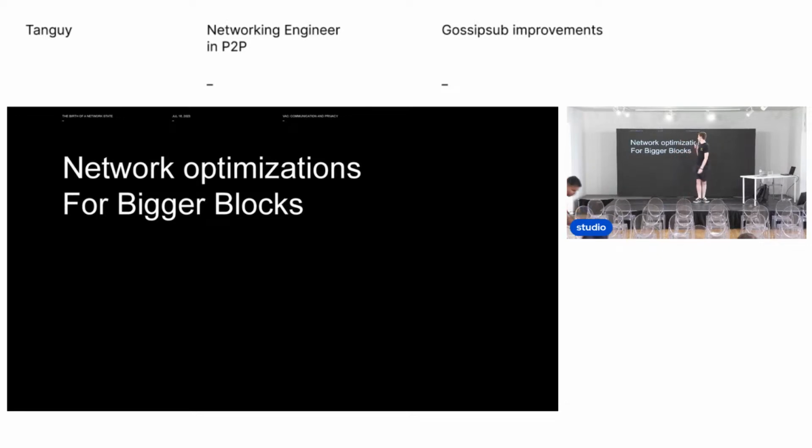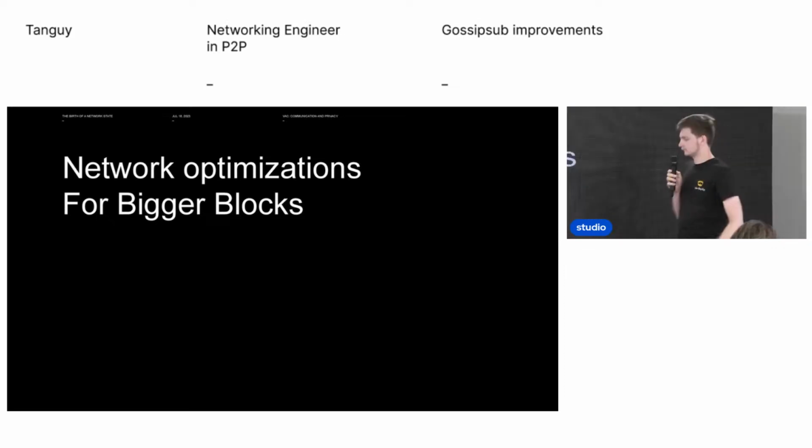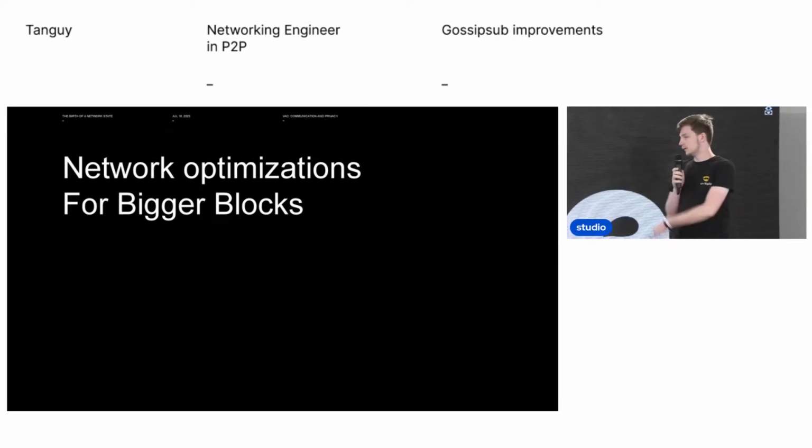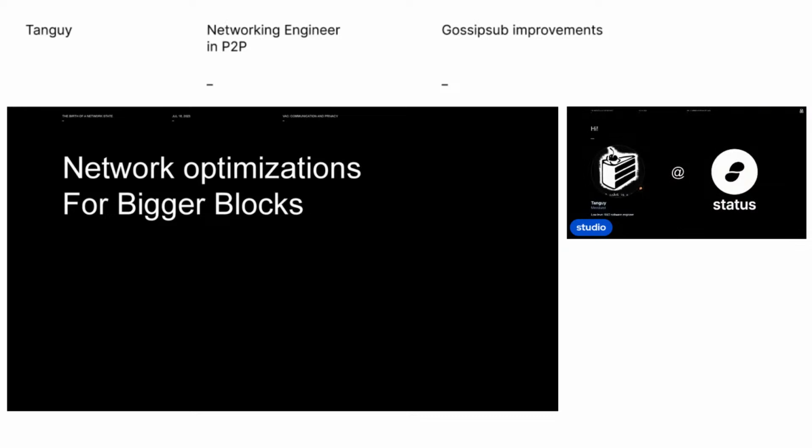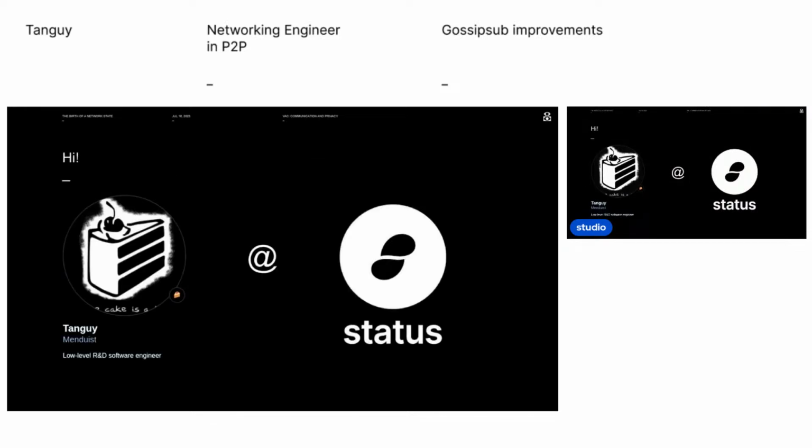So, welcome to this talk about network optimizations, specifically for bigger blocks, but it also applies to other stuff, so it will be interesting to a lot of people, I think. My name is Tanguy. I'm sorry, it's hard to say because it's French. I'm a software engineer at Status, that you may have heard of. And I specifically work on VAC, which is our research unit in Status. And more specifically, I work on libp2p, which is a peer-to-peer library.